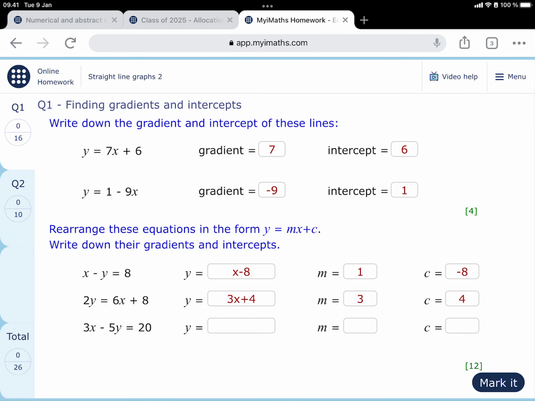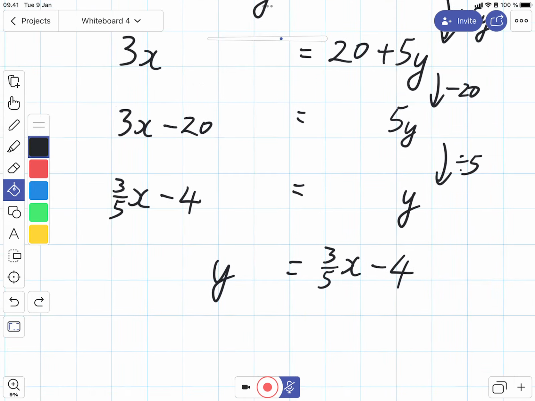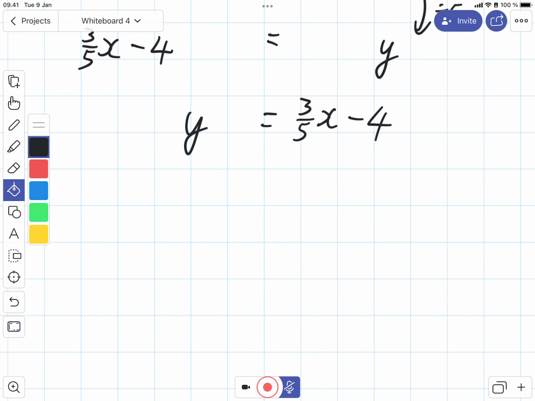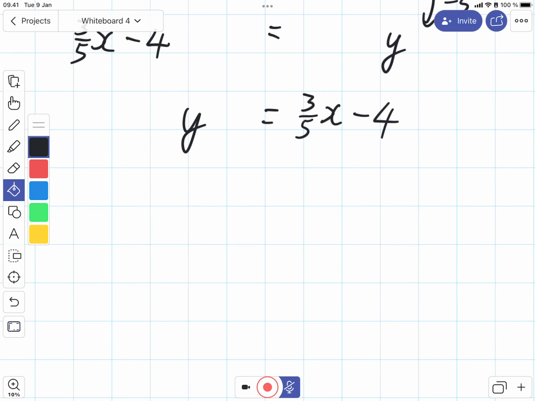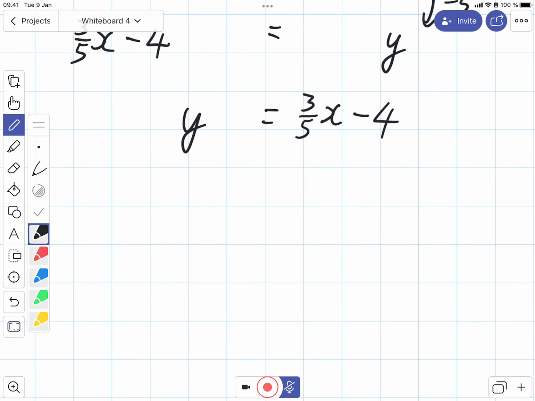And looking at this, it won't accept a fraction. So let's go back and convert that to a decimal. 3/5 x means 3 divided by 5x. 3/5 just means 3 divided by 5. The line in a fraction just means divide. So that's the same as y equals 0.6x minus 4.